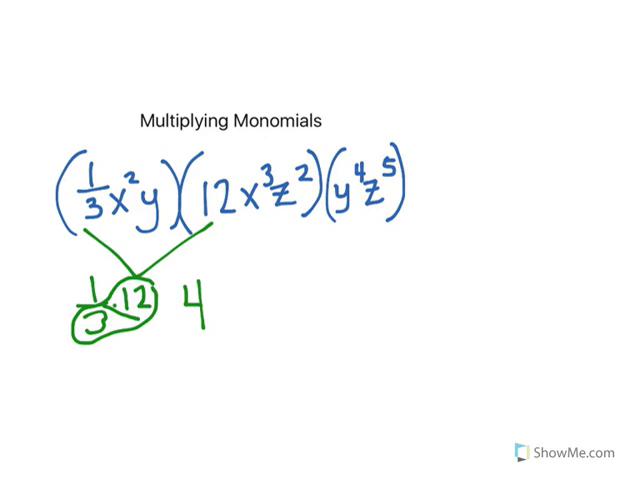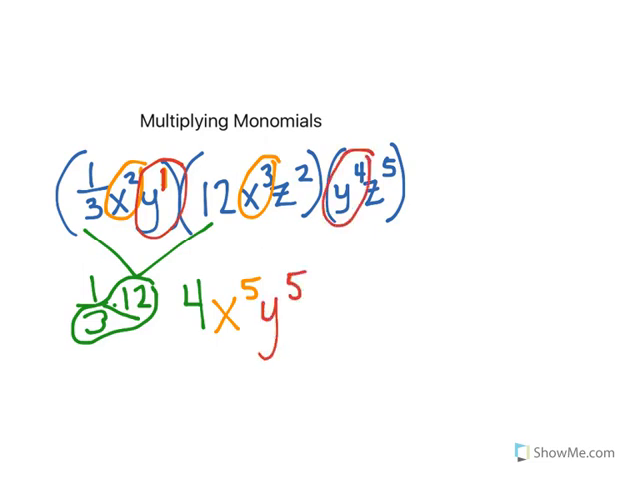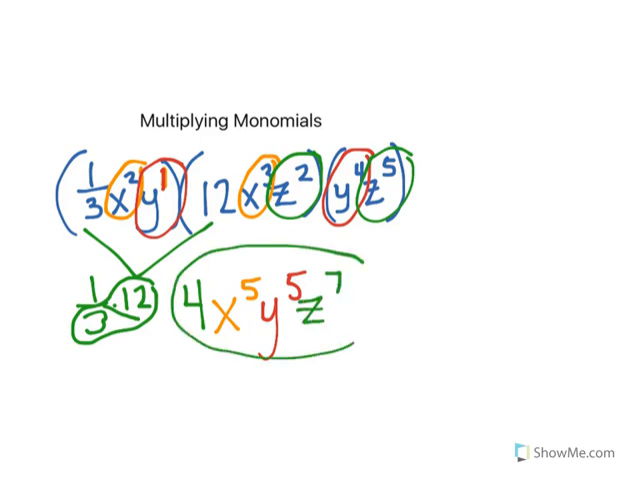And then we're going to combine all the x's. So x squared and then x to the third power, that's going to give us x to the fifth power, because remember, when we multiply the numbers, we add the exponents. And the y up here has an exponent of 1. So now I can combine the y's. So I'd have y to the fifth power. And then the z's, I can combine the z's, and then I would have z to the seventh power. And that would be simplified.